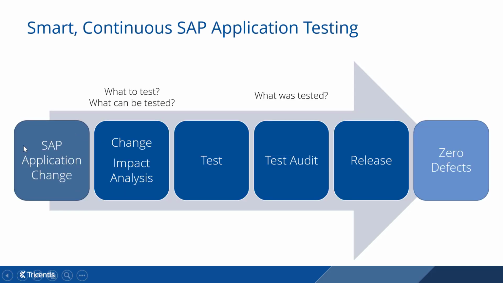So let's just review. We start off in our development system with an application change on our SAP system. We use the change impact analysis to determine what can be tested. And then we use our testing repository to test those changes. We then can use the test audit app within LiveCompare to go out and identify if the tests have actually been run and if they were successful or not. We can also use the release assurance app to help us understand, for the transports that are going through our system, have we included all of the right SAP objects in that transport so that we can go into production with 0 defects.